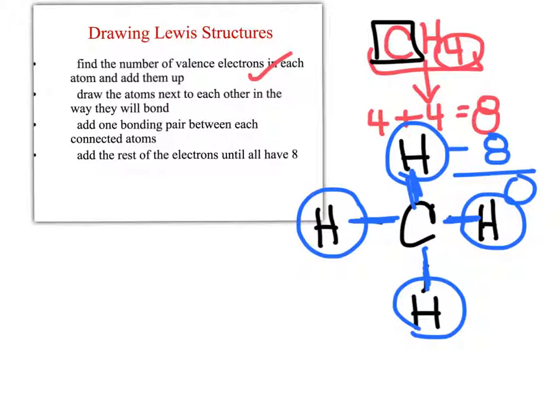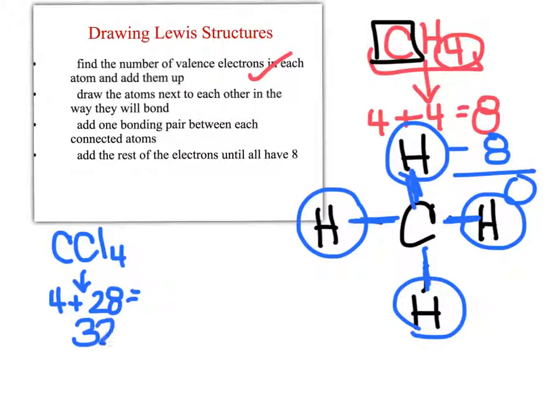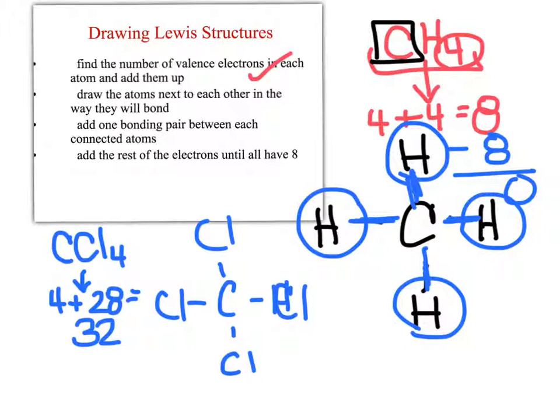In some cases, if we redid this with carbon tetrachloride, for example, we have a lot more electrons to work with. Chlorine has 7 times 4, that's 28, and carbon has 4 more. That makes 32. If we follow our same rules and we connect our chlorines to our carbon, now what we see is, at this point, we've taken care of 8 electrons. That means we still need to place 24.